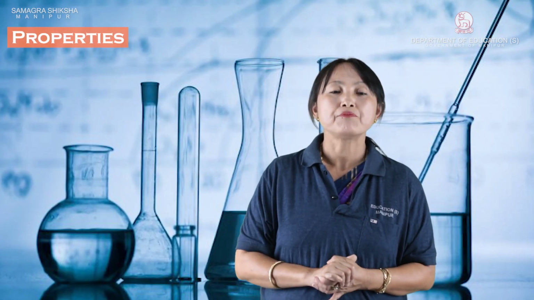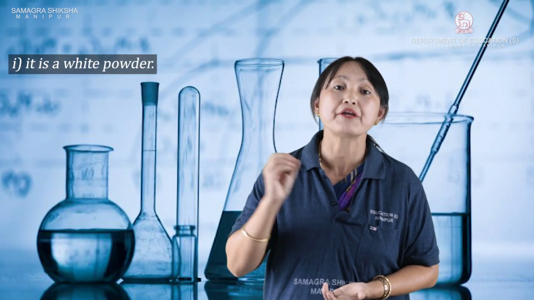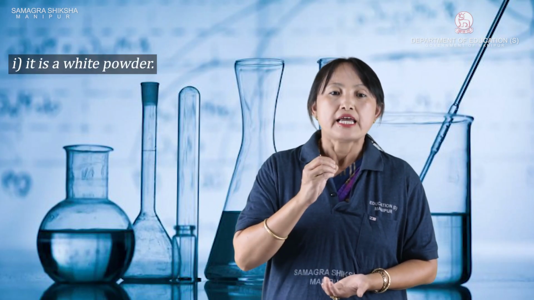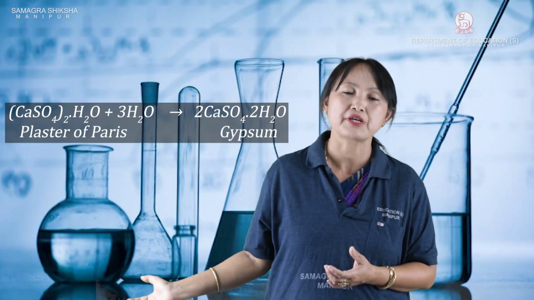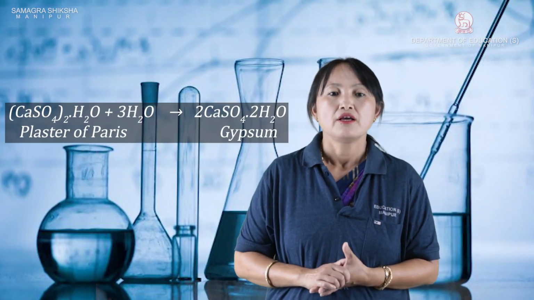Now, what are the important properties of plaster of Paris? Now, it is a white powder. It sets into a hard mass on wetting with water. It is due to the reformation of gypsum. So the involved chemical equation is also shown here.